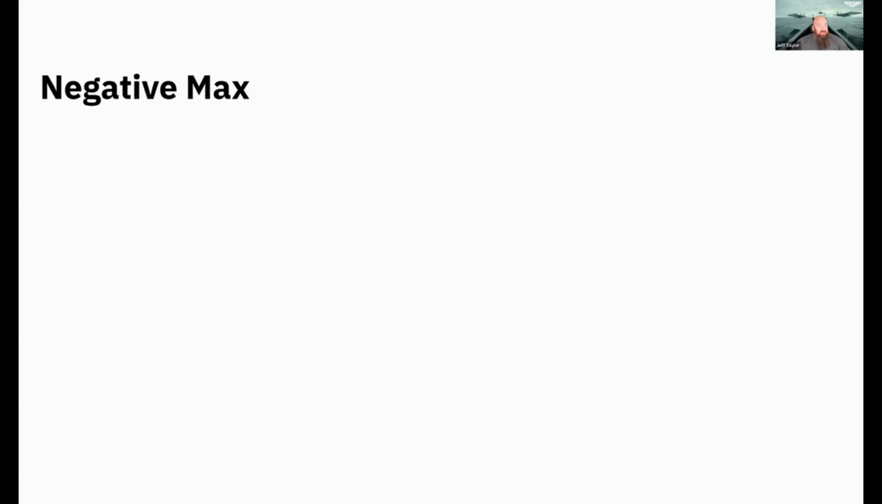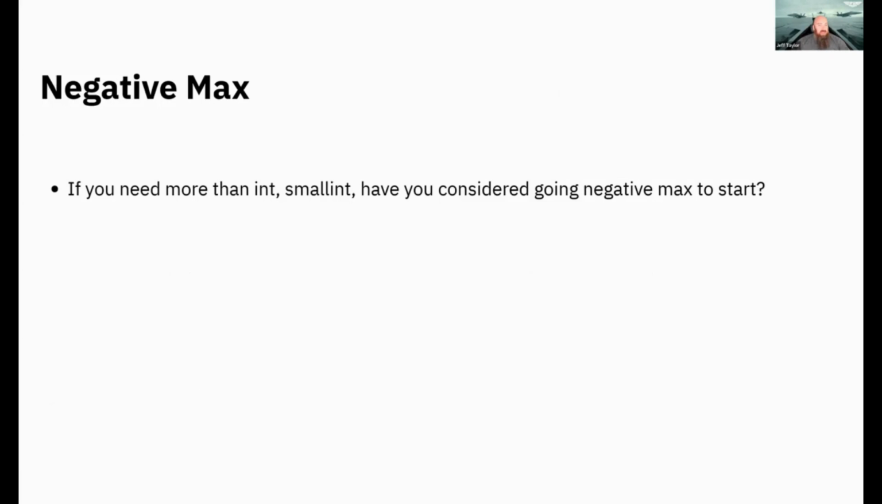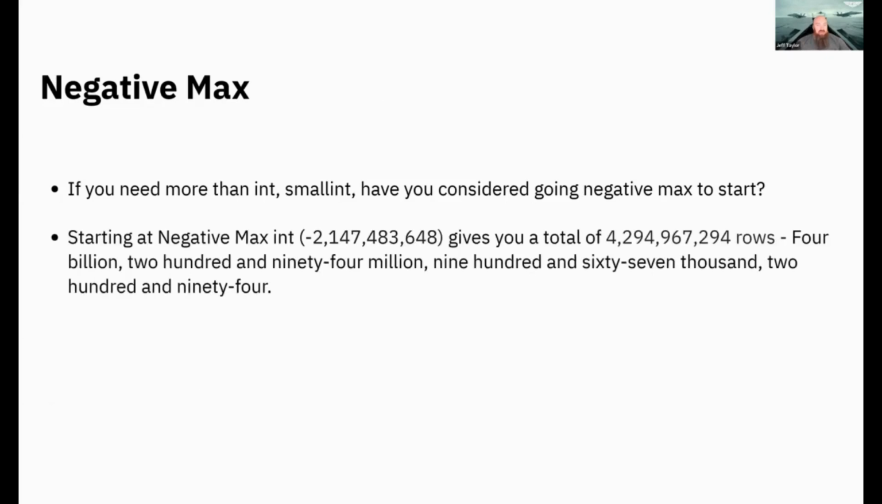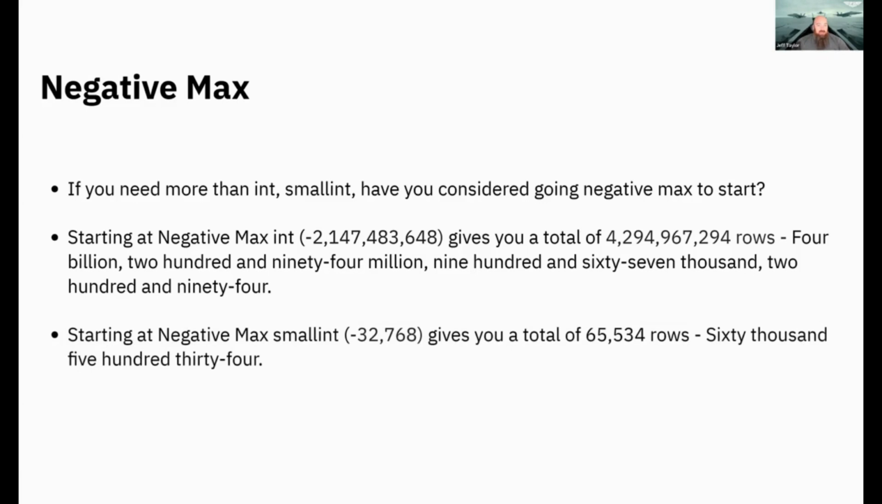What I found is that you sometimes run out of int. So one of the things I've been able to do is double that by starting at the negative max int. If you need more than int or smallint can give you, consider starting at negative max int. Now you've doubled the number of integers you can have as a primary key in a table, so you have 4.2 billion available to you. And then negative max smallint will give you 65,000.